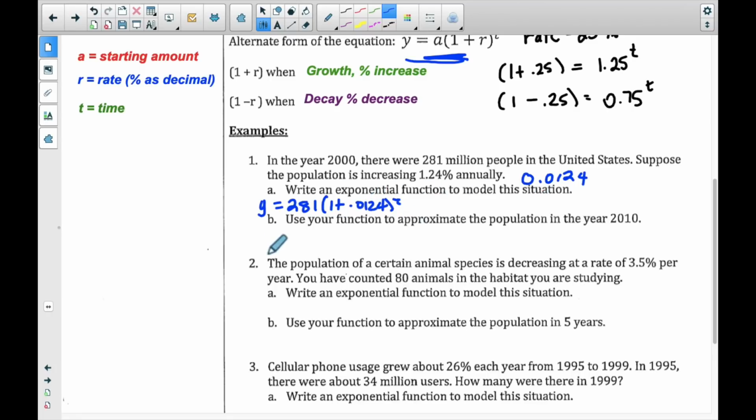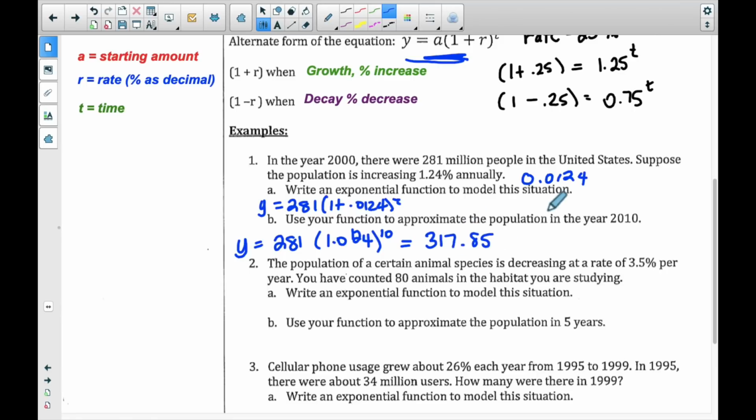We did that. Next part, use your function to approximate the population in the year 2010. So now we are going to use that same equation. And what do you think my exponent should be here? We started in the year 2000. We're now up to the year 2010. So let's call that a power of 10. And so now you're just able to plug that into your calculator. Do that. Plug that into your calculator and see what you get.